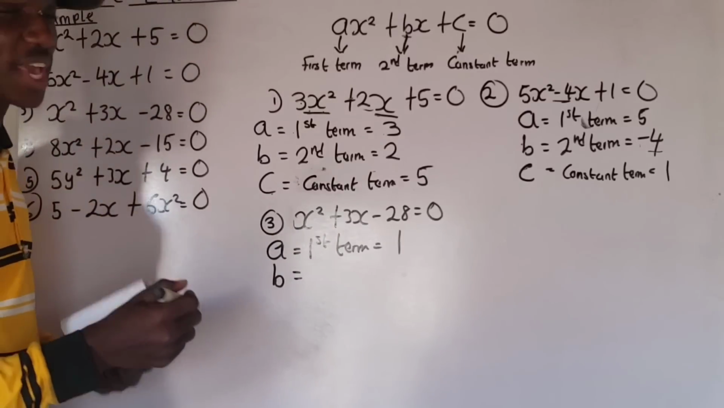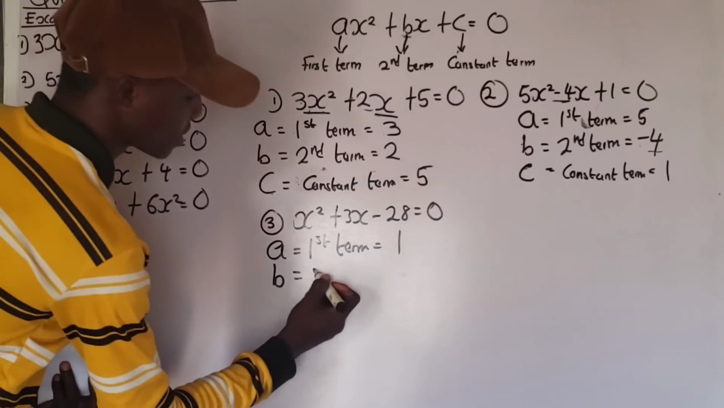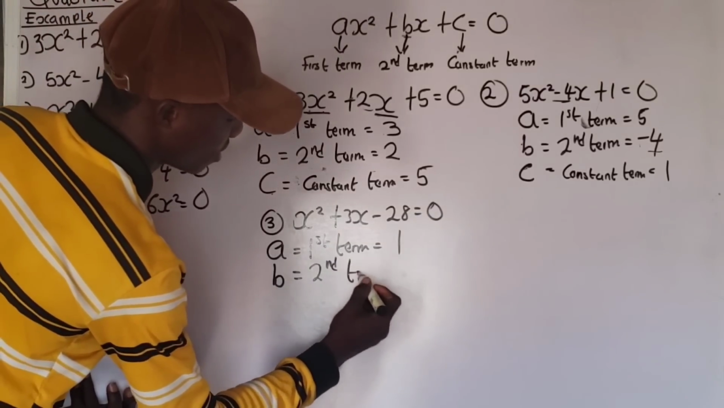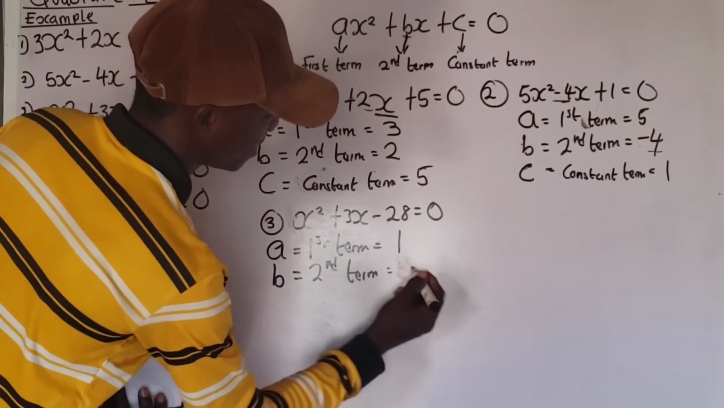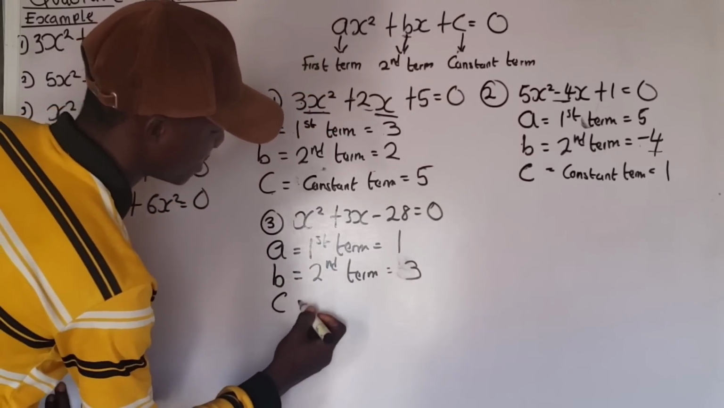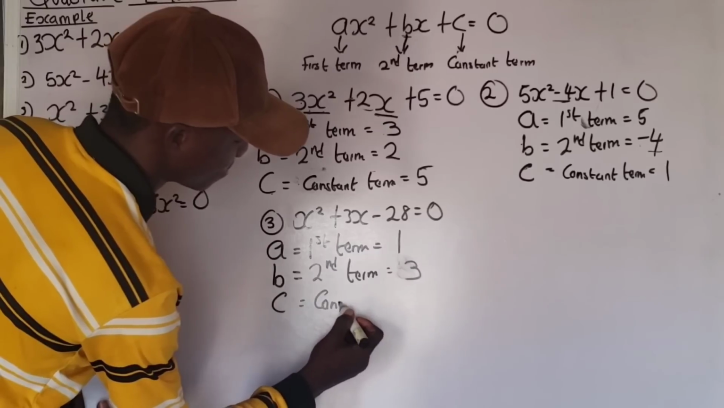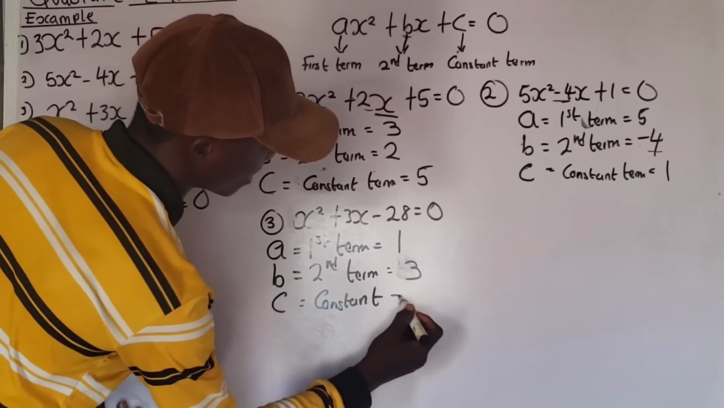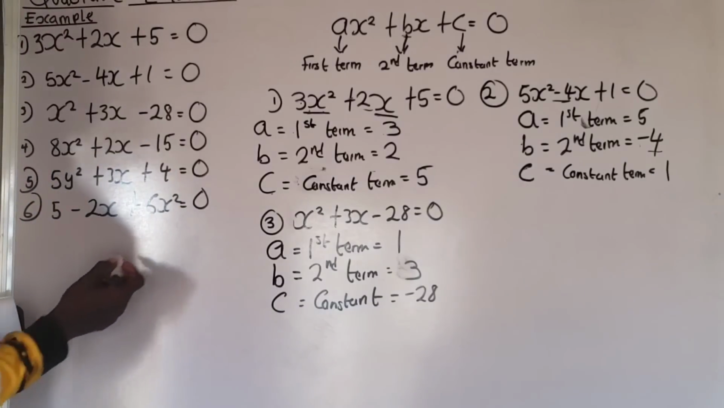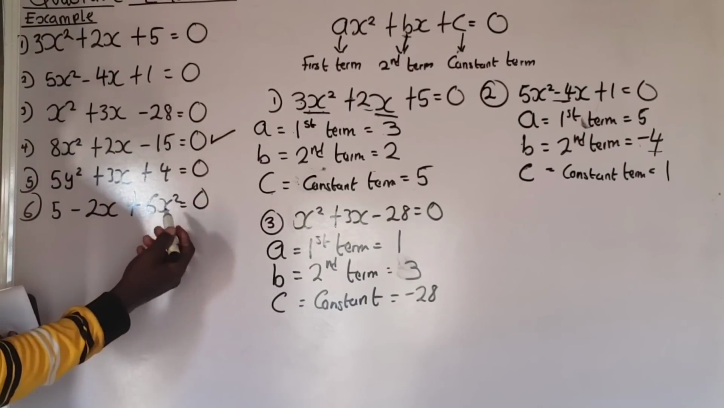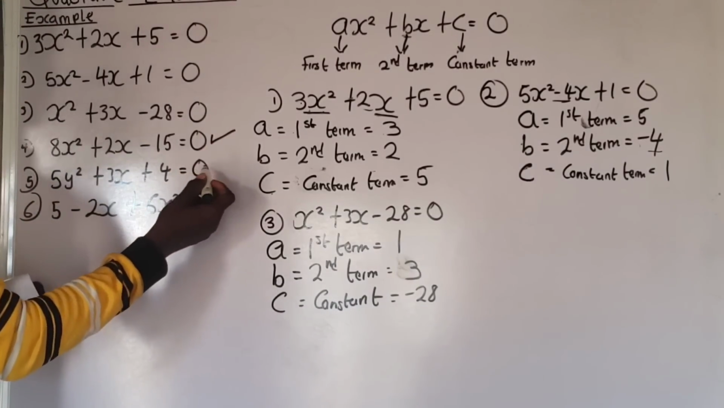The coefficient of x. That is the second term. That is plus 3. You can put 3. You understand? And the constant term, which is c, the constant term equals negative 28. Okay? Now, I want you to attempt question 4. You understand? And as well, I want you to attempt question 5.